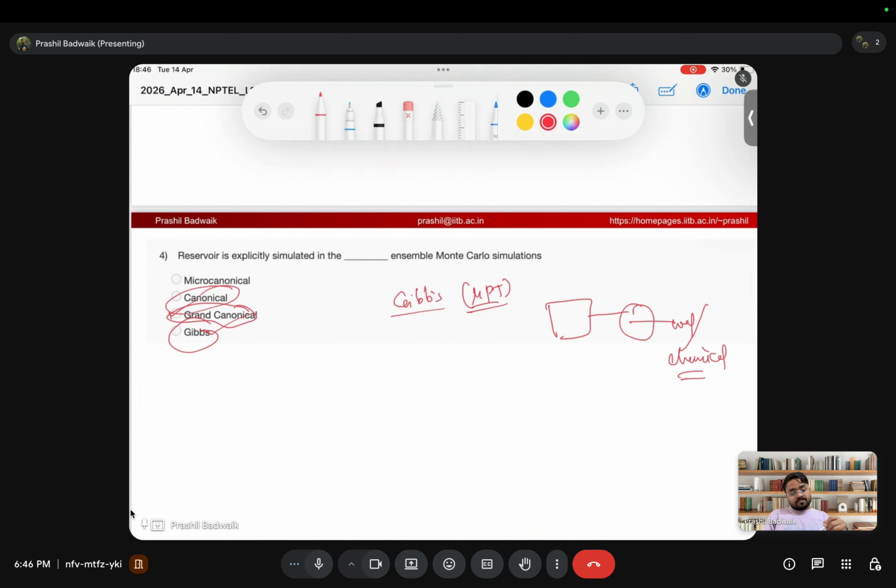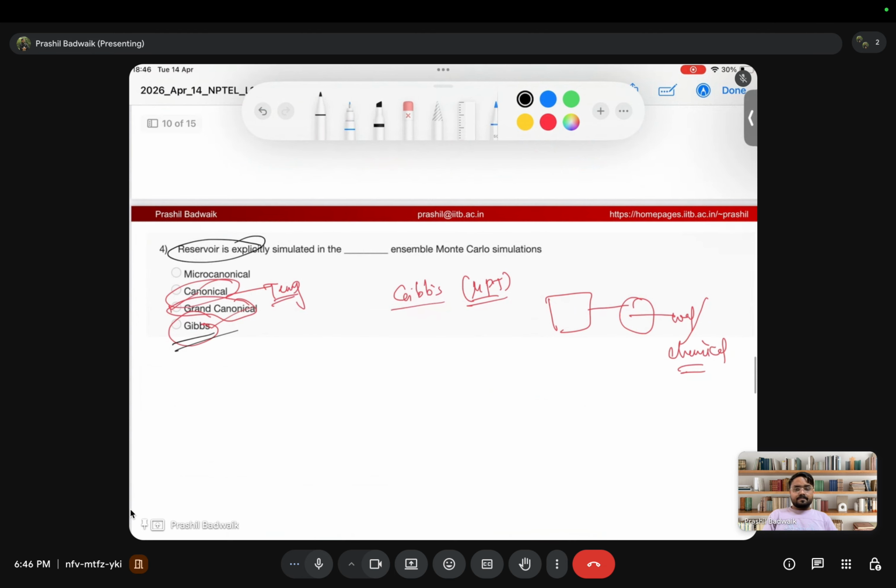Canonical, we have temperature control, but explicit reservoir is mostly not there.